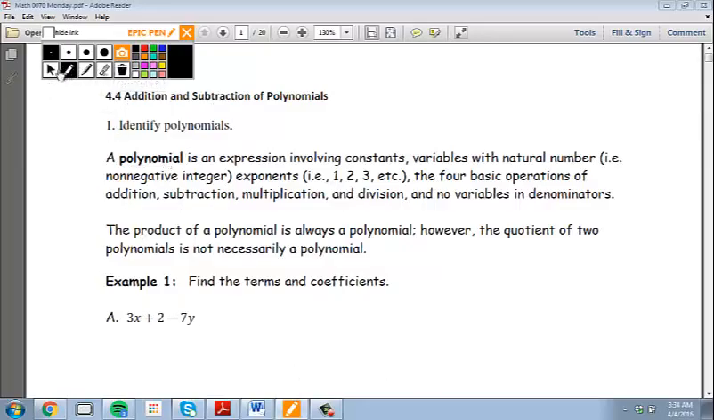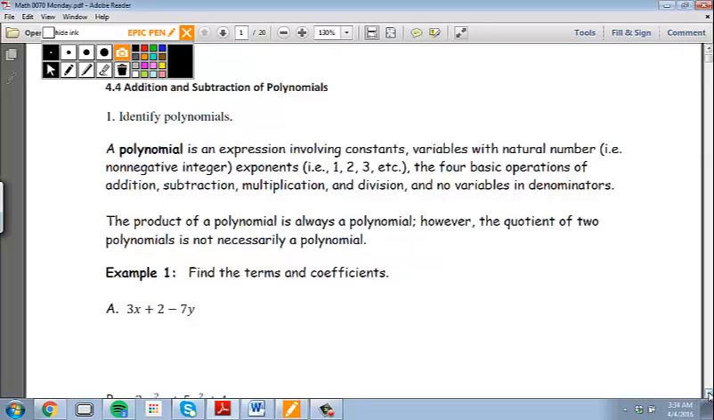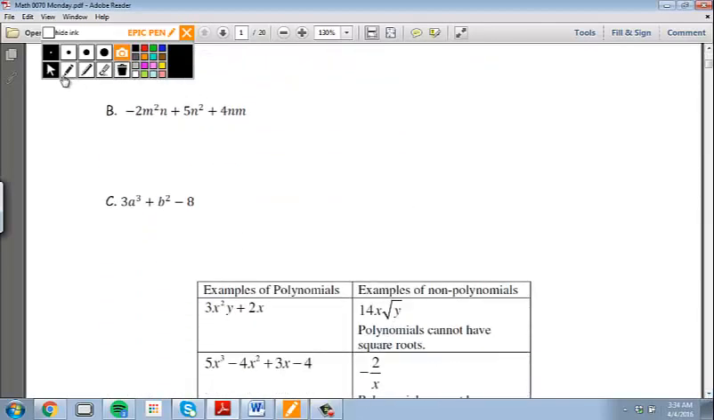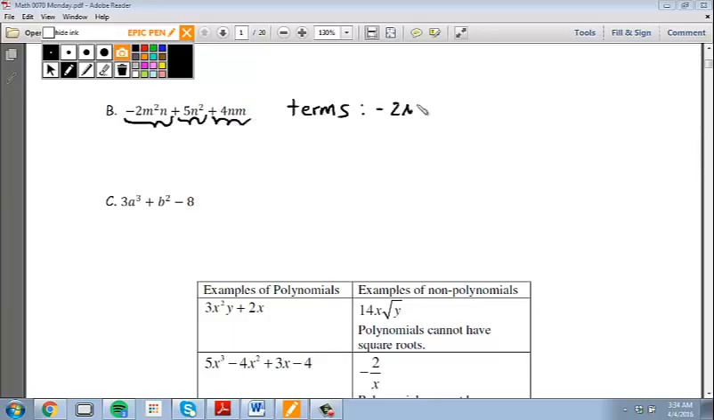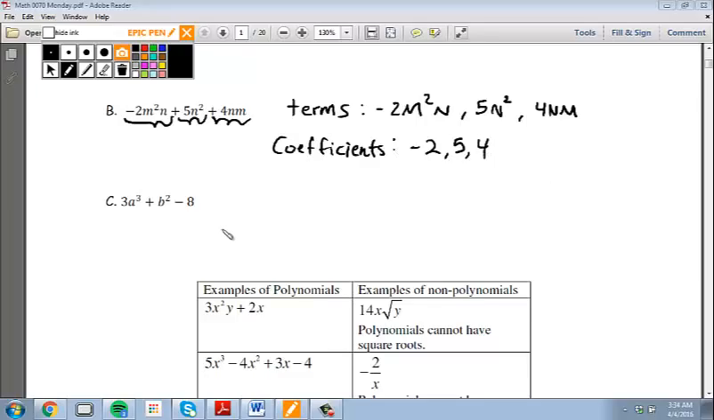Alright, let's look at example B. We're going to do the same thing again. We're going to simply list the terms. And we have 1, 2, 3 terms. Negative 2m squared n, 5n squared, and 4nm. And the coefficients are going to be negative 2, 5, and 4. Kaboom!